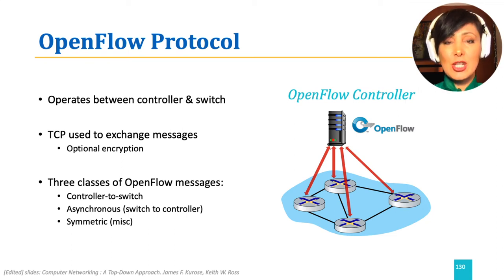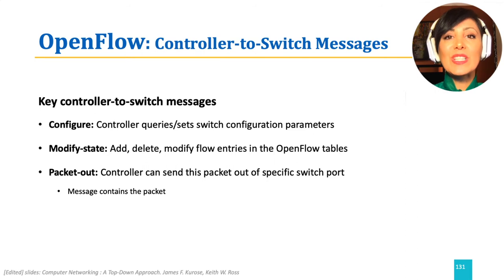any solicitation between them. Important controller to switch messages in OpenFlow include configure, modify state, and packet out messages. In the configure message, the controller either queries or sets the switch configuration as determined by the controller. Using modify state, flow entries within the tables are modified.